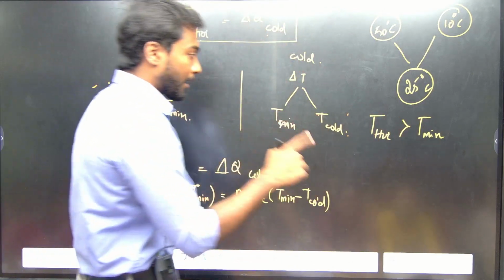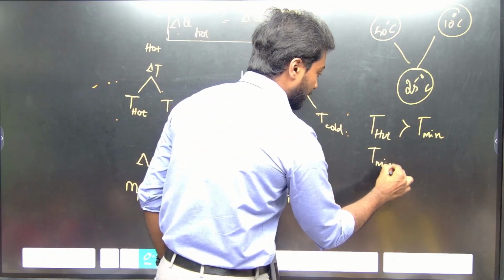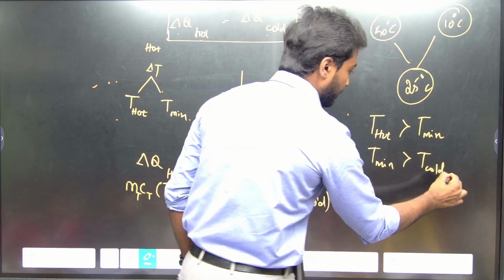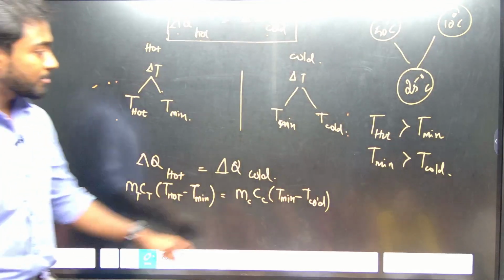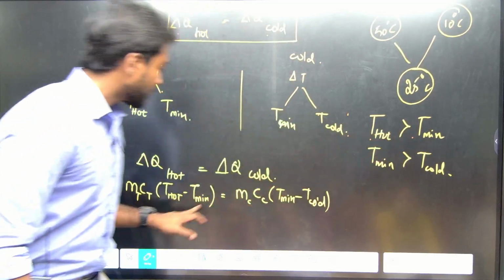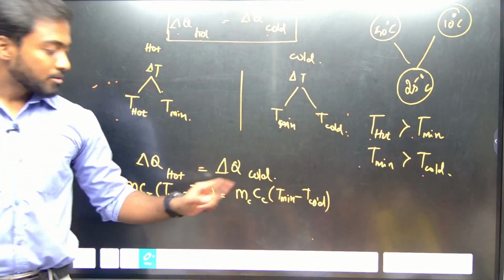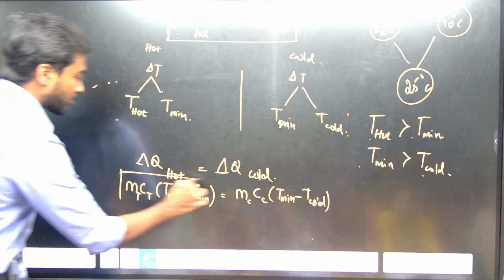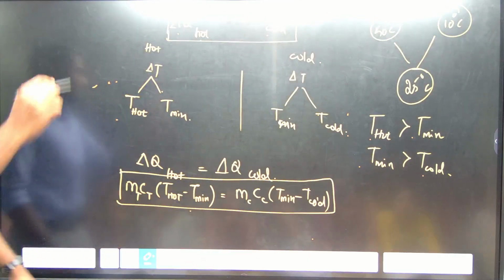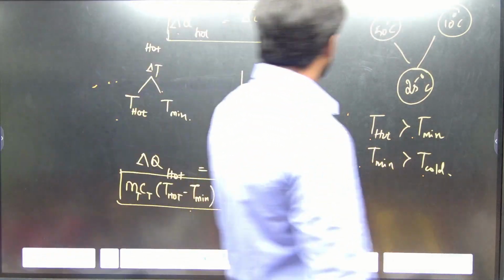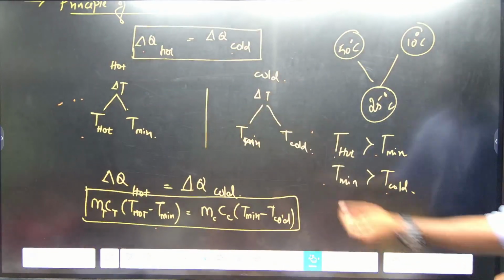Yes, no? And temperature of the mixture is greater than temperature of cold body? So can I consider T hot minus T mixture and T mixture minus T cold? Getting the point? So this is the formula of the principle of calorimeter. You can take down.